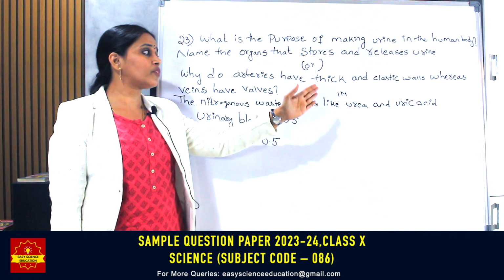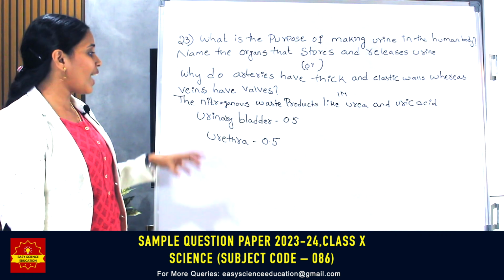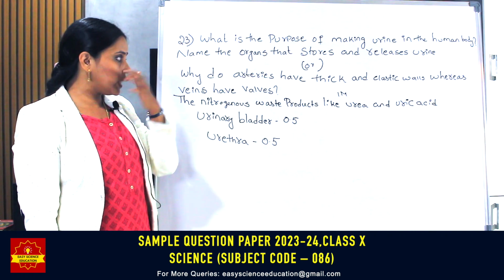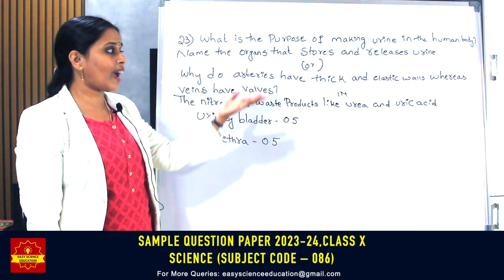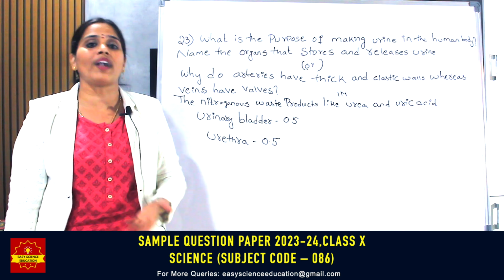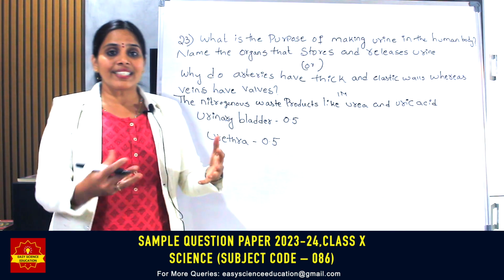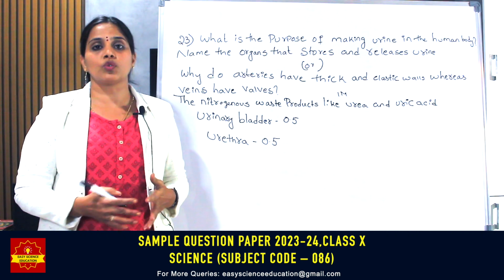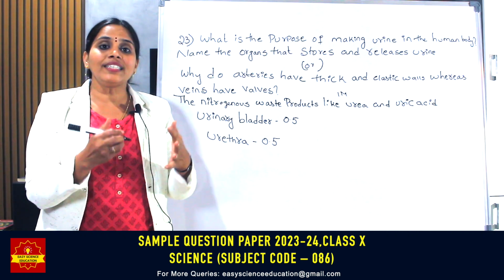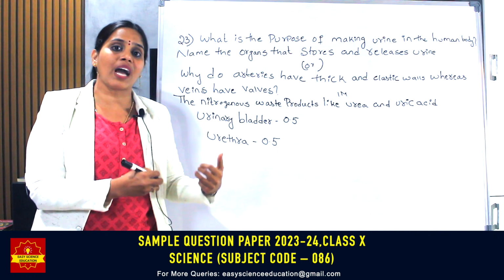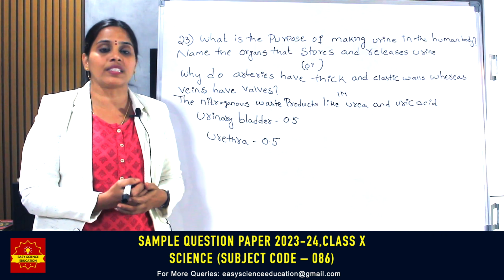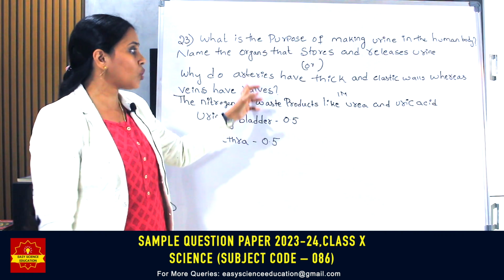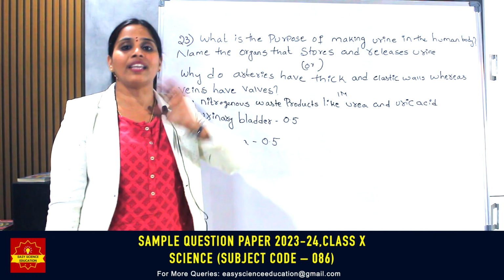do arteries have thick and elastic walls whereas veins have valves? See, we cannot see valves in arteries, and veins do not have thick and elastic walls. So what is the reason? From the heart, blood enters into the arteries under high pressure. So they have to bear that pressure. That's why the walls of the arteries are thick and elastic.